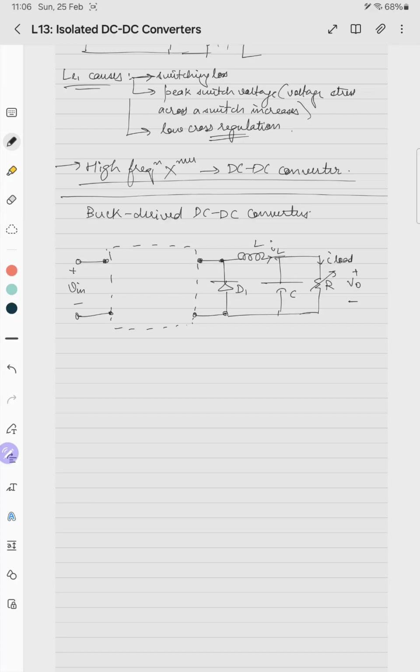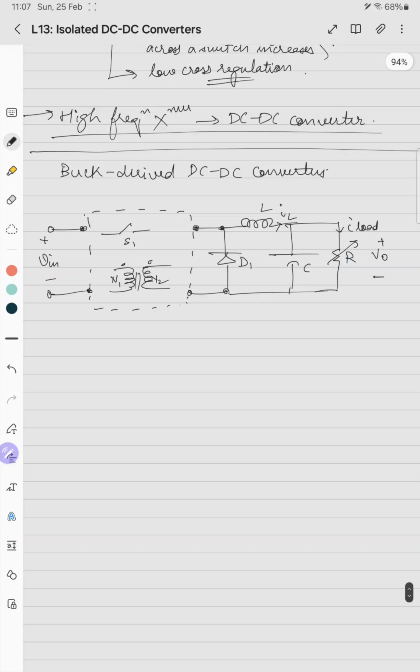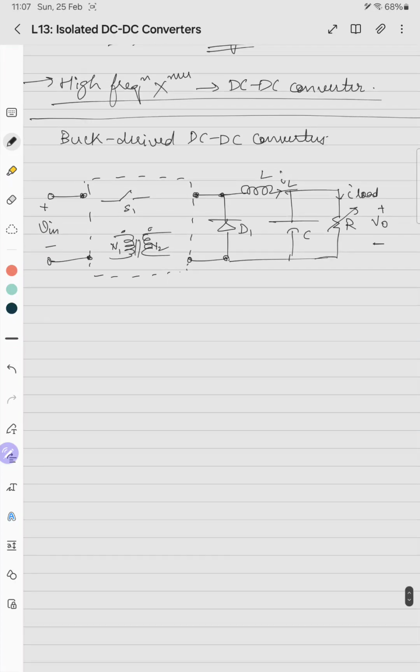So we have a switch S1. Apart from the switch, we have a transformer with N1, N2. Our aim is to integrate this switch and this transformer in the input side of the buck converter, so that we'll get a buck derived DC-DC isolated converter.